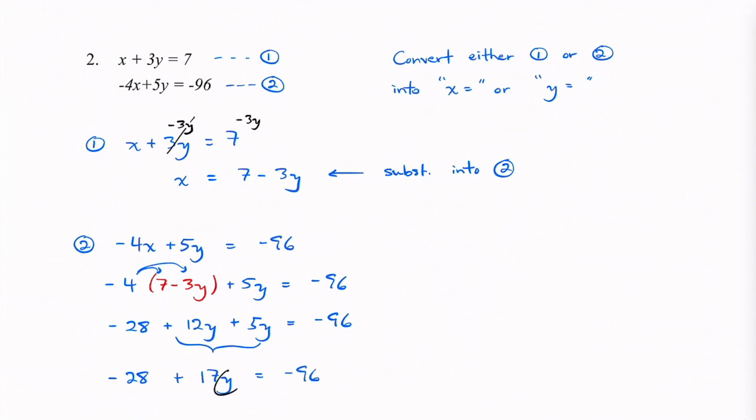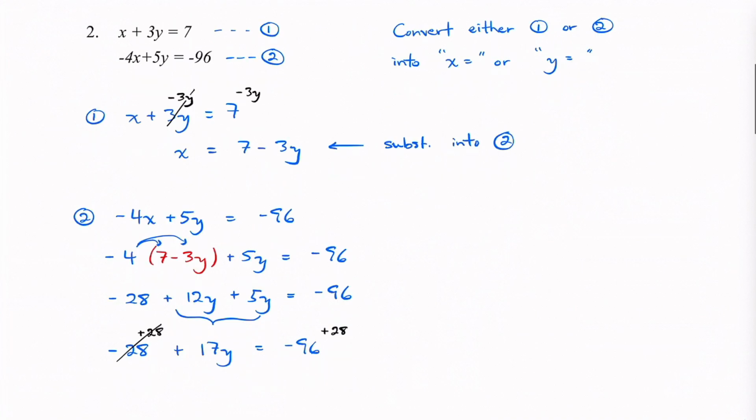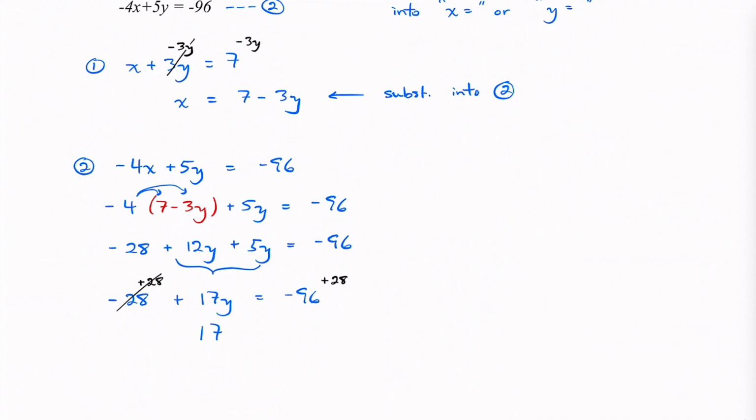And then again, we want to try to get this y by itself. So we're going to add 28. That'll get rid of the 28. And then do that on the other side. These 28s will cancel. So we only have 17y on the left. And then on the right side, negative 96 plus 28. That's going to give us negative 68. And then just divide by 17 on both sides so that these 17s can cancel. And then we just have y equals, it's going to be negative, and 68 divided by 17 is 4.